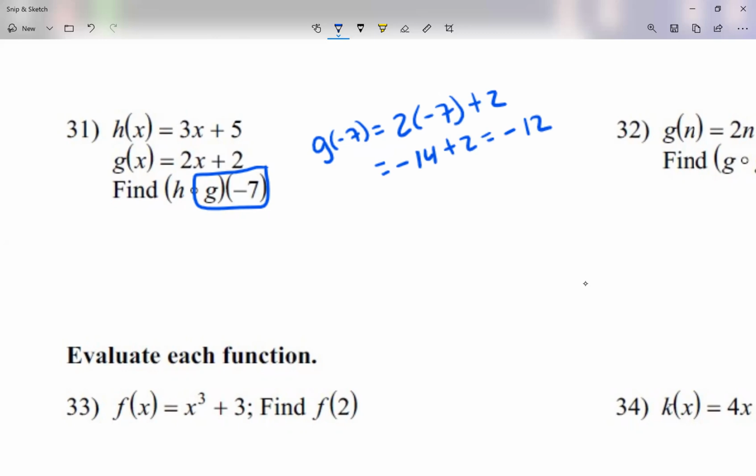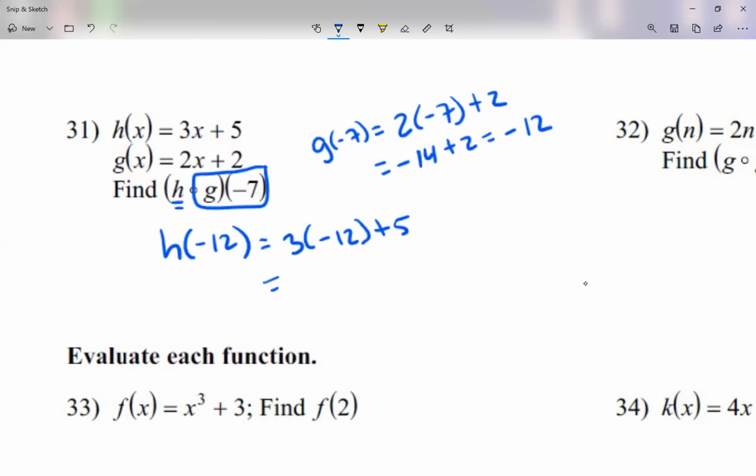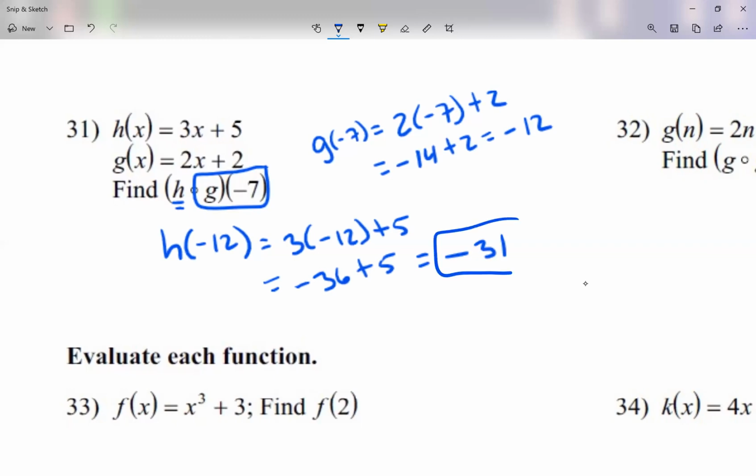Now I have to do h, because that's the letter outside, h of -12. So that is 3 times -12 plus 5, better known as -36 plus 5. Right, because 3 times a -12 gave me -36. Now, -36 plus 5, that is basically -31. All right, composites are not that hard. Let's take a look at one last example.